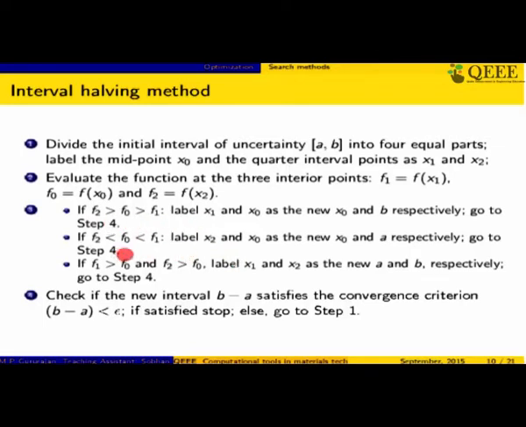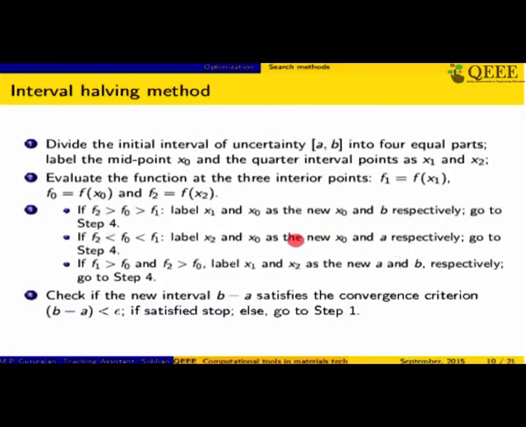If, on the other hand, f2 at x2 is less than f0, which is less than f1, we label x2 and x0 as the new x0 and a respectively and go to step 4. And if it so happens that f1 is greater than f0 and f2 is also greater than f0, then the minimum is somewhere between the first quarter and third quarter. So we identify them as a and b, and the end 2 quarters we discard. So half of the interval is discarded.